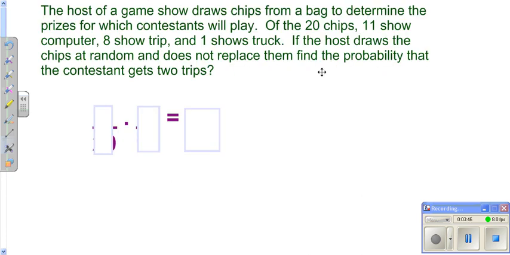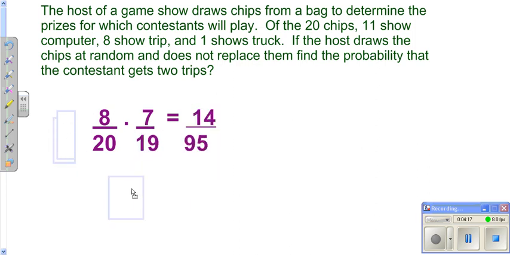Same type of thing, but he's not replacing it. And now we want to get 2 trips. Well, there's 8 trips, so there's 8 possibilities out of the total of 20. Not being replaced, for the second time around there's only 7 trips left in there because the first trip was kept out. And since the first trip was kept out, there were only 19 possibilities left. Now we multiply across the top, multiply across the bottom.